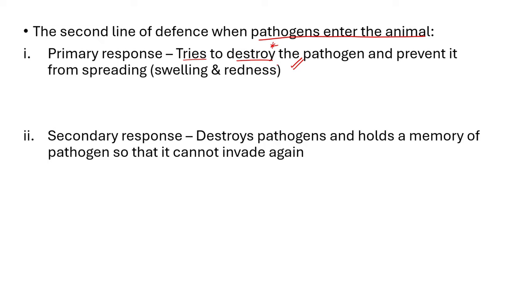It will try to destroy. Remember that the pathogen is making you sick. It's bringing diseases into your body. So now that it has entered, the second line of defense has what is known as a primary response. It tries to destroy the pathogen. It tries to destroy that microorganism that can cause the disease, and it prevents it from spreading throughout the body. Remember that microorganisms, once they enter your body, spread to many places, okay? So the primary response tries to destroy it and prevent it from spreading.